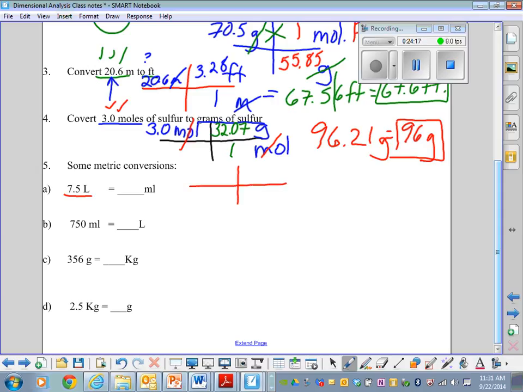I'm going to read the problem first. It's asking me to convert 7.5 liters to milliliters. So, John is correct. We draw our track. I like the trick. Our given amount goes on the top left. What goes on the top left? Liters.